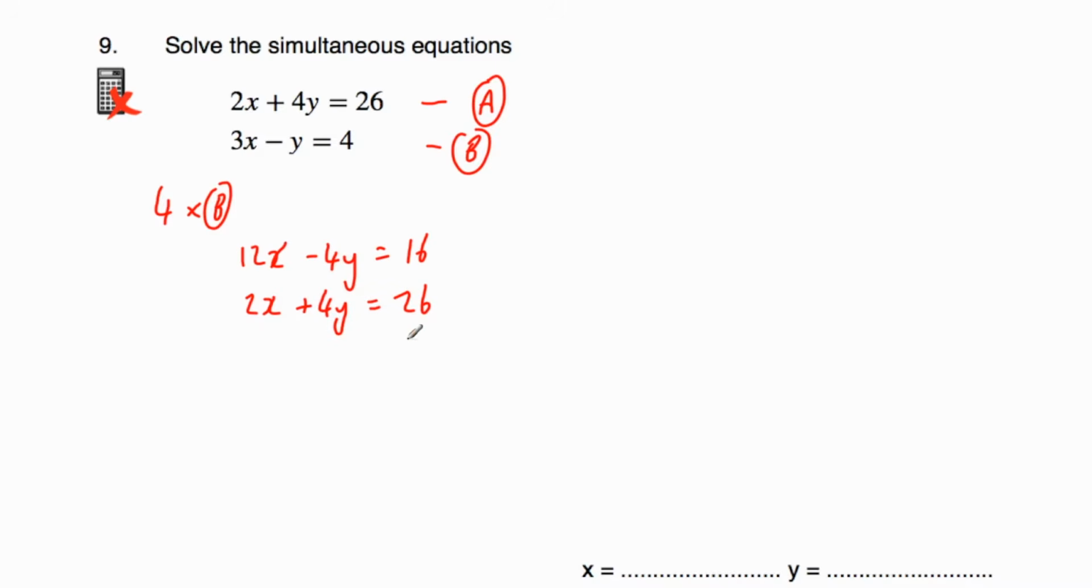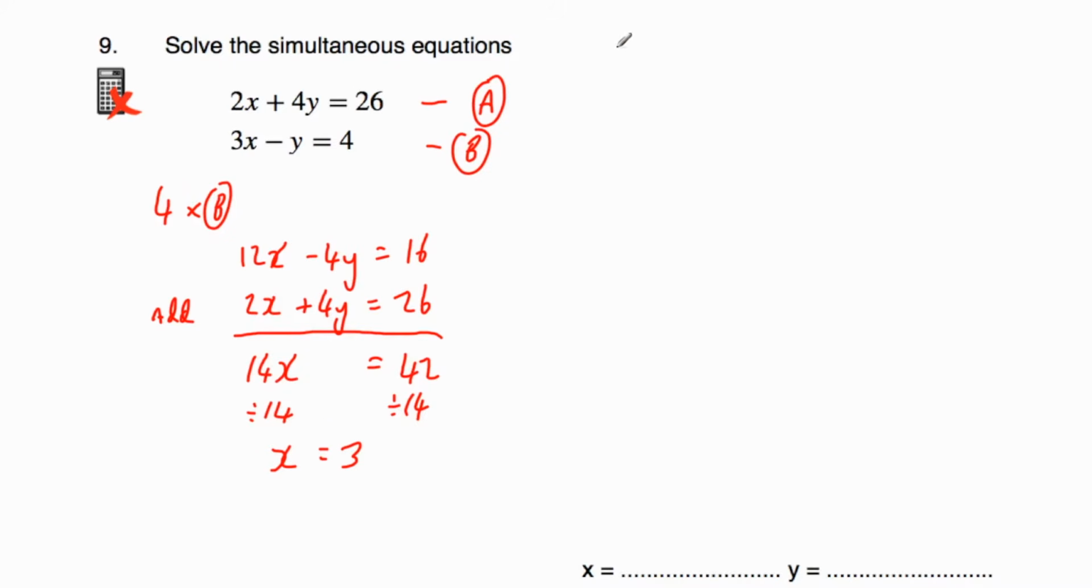And if we add them together, that will be 0. So let's put our line beneath it and put add, because we're going to add them. 12x plus 2x is 14x. Minus 4y plus 4y is 0, so that's great. And on our right hand side, we've got 16 plus 26, that's equal to 42. So we've got 14x equals 42. Now we're going to divide by 14 and divide by 14. So that's going to give us x equals, and the multiples of 14 are 14, 28, 42, so that's 3, so x equals 3.